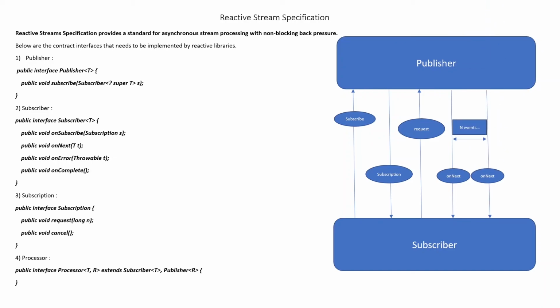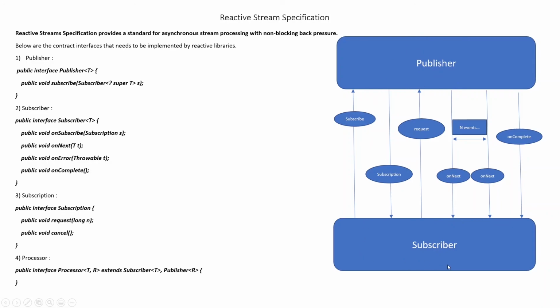Whatever number of messages there are, that many times it will call the on next method, and finally, once it has completed sending all the data, it will call the on complete method of the subscriber. And in this way it completes the entire flow. But there is also the on error method. In case there is any error happening, the publisher can signal the subscriber using this on error method.